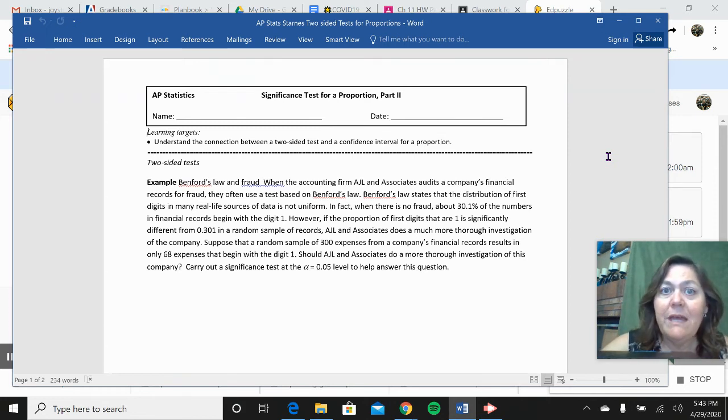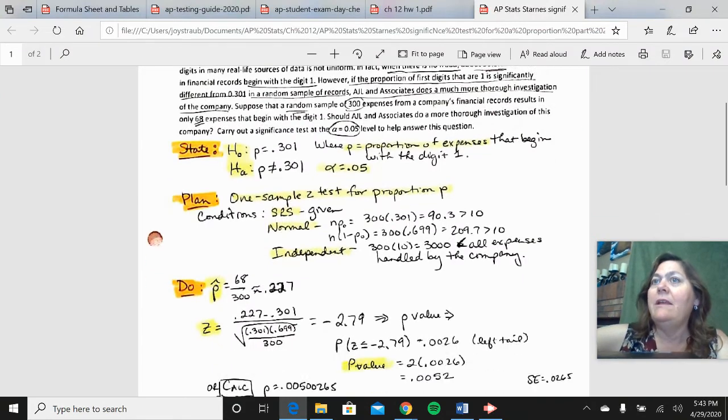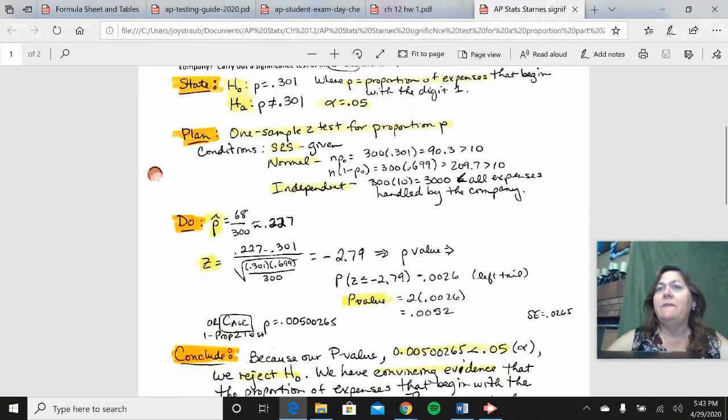So do your state, plan, do, conclude, and a sketch. Again, it's a two-tailed test on a proportion. Check your conditions and let me see how you did. All right, you've had a chance to do some work on this. I've highlighted here so you can find it easier.